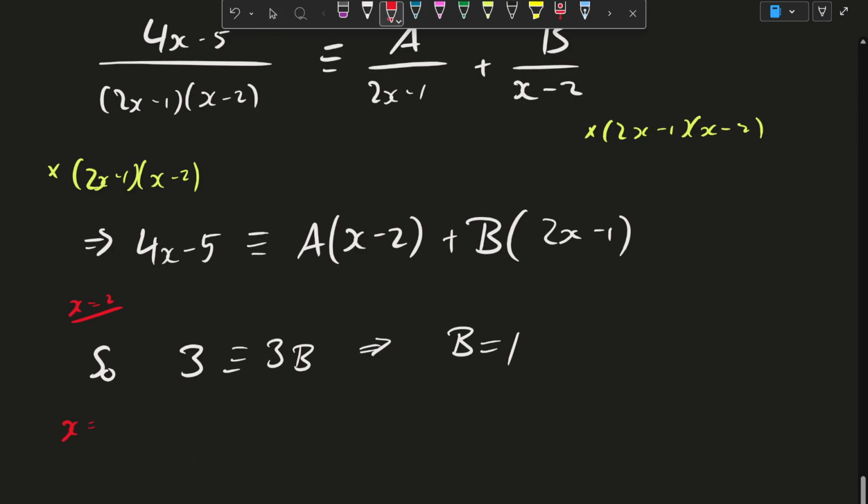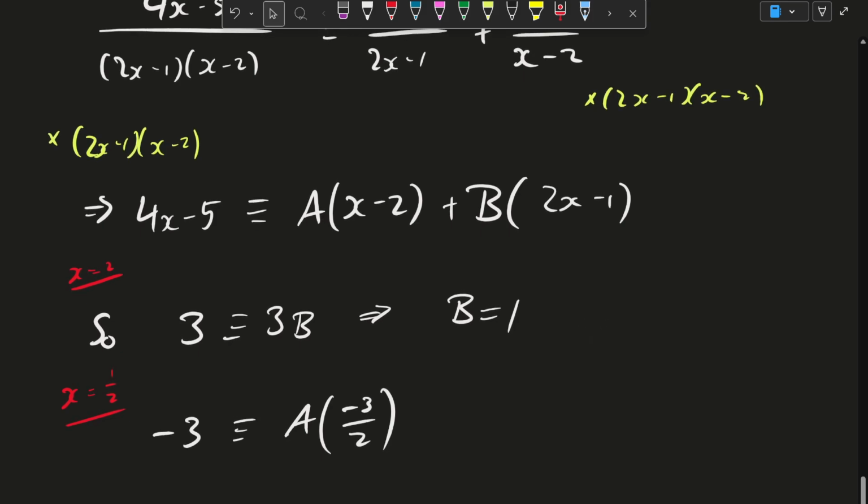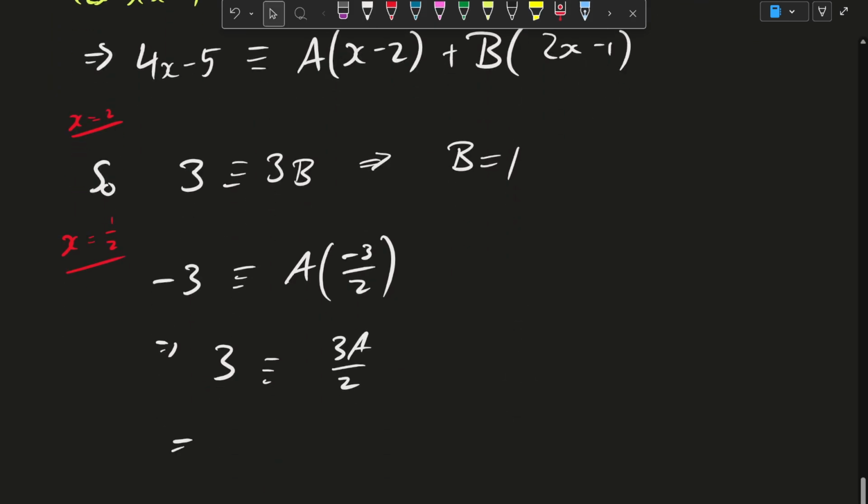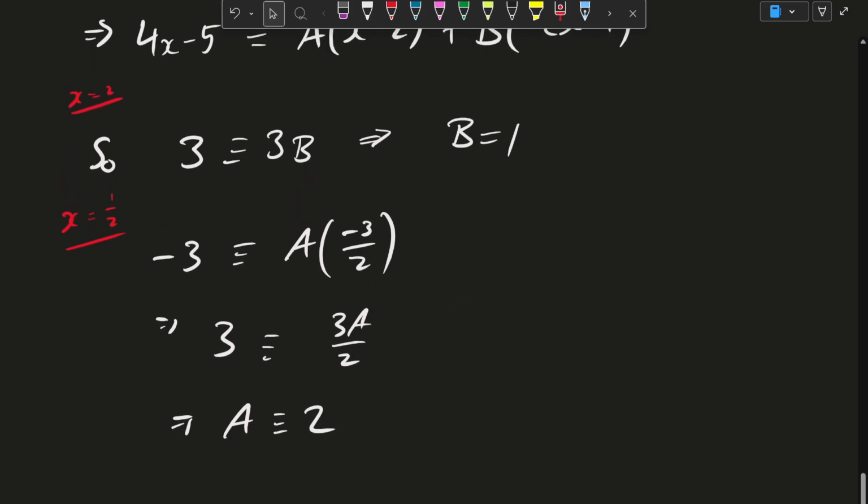And similarly, if x equals a half, completely knocking this bracket out, 4 times a half is 2, subtract 5 is negative 3, is identically equal to a times a half, so that's minus 3 over 2. I hope. 4 times a half is 2, subtract 5 is negative 3. A half, subtract 4 halves gives us minus 3 halves. So 3 is identically 3a over 2. So a is 2. So great, we have our values of a and b.